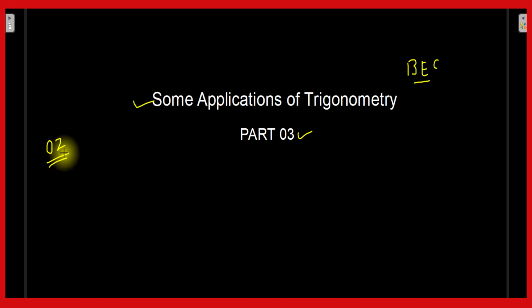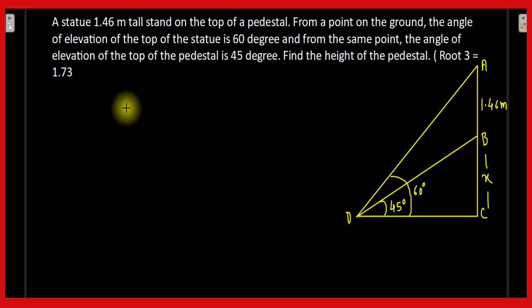Now let us see the first question of this episode. So friends, here is the first question on the screen. A statue 1.46 meter tall stands on the top of a pedestal. From a point on the ground, the angle of elevation of the top of the statue is 60 degree. From the same point, the angle of elevation of the top of the pedestal is 45 degree. Find the height of the pedestal. It is given that root 3 is equal to 1.73.